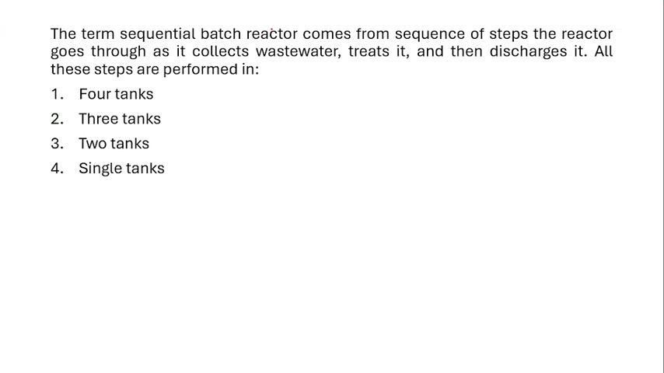The term sequential batch reactor comes from the sequence of steps the reactor goes through as it collects the wastewater, treats it, and then discharges it. All these steps are performed in 4 tanks, 3 tanks, 2 tanks, or a single tank? We have seen this sequential batch reactor, right? What is the right answer? It is happening in a single tank.